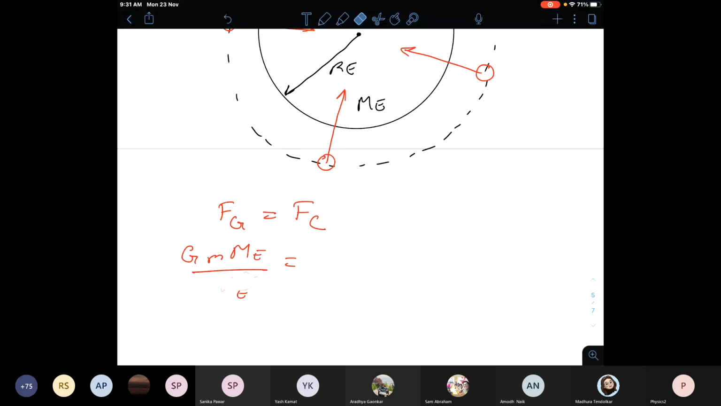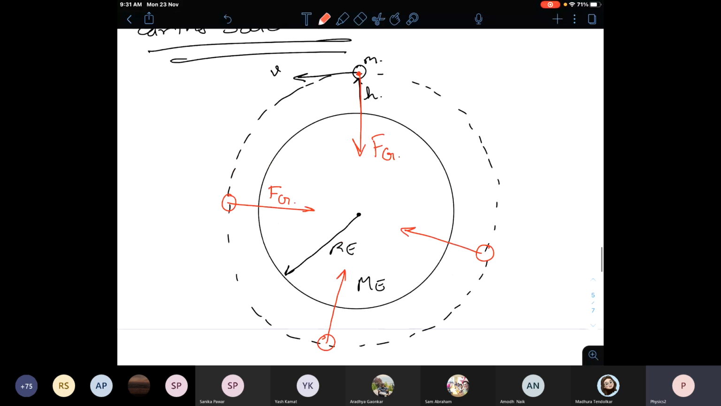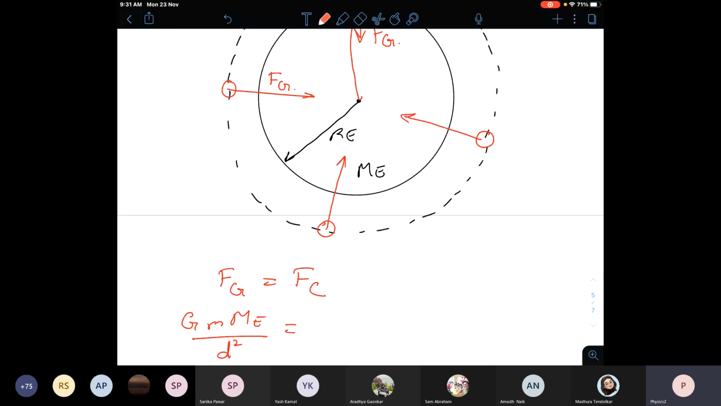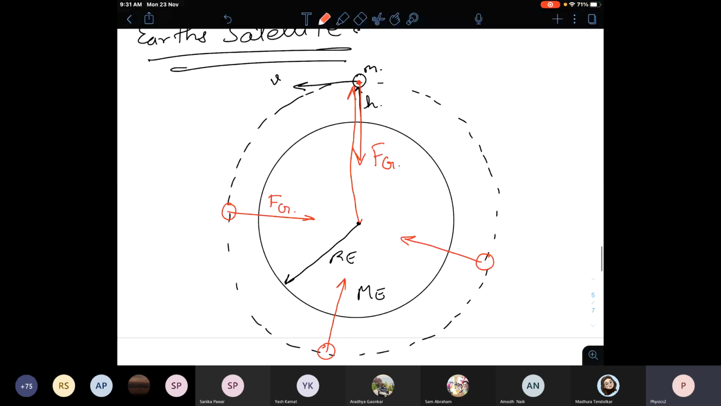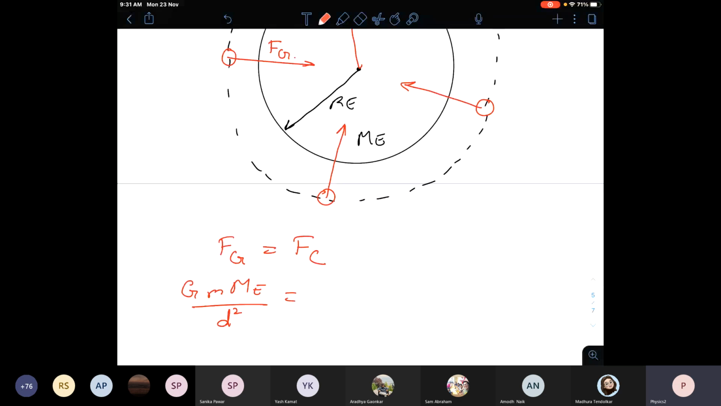Sorry, just a minute. This distance which I am talking about is this. This complete distance is r, or you can say d. Let's write it as d square, not r. Here the value of d can be written as Re plus h. Till the surface it is the radius of Earth, and beyond that it is height h. So Re plus h is the total distance between the center of Earth and the center of the satellite. We can replace that later, no problem.